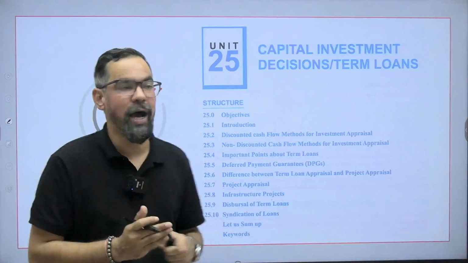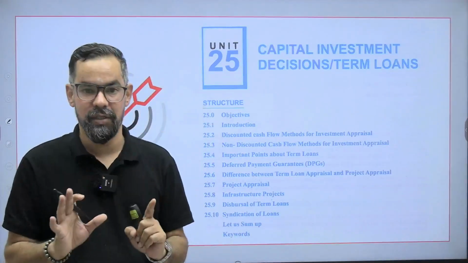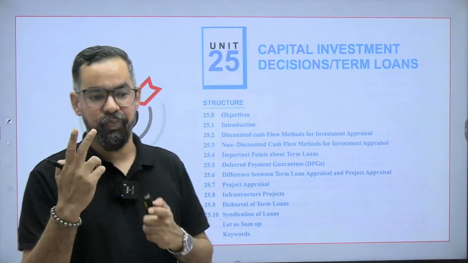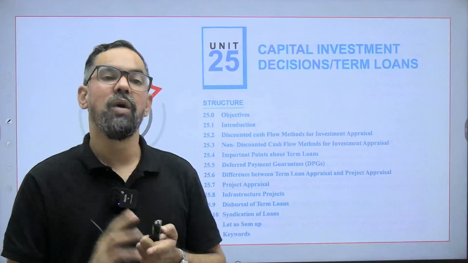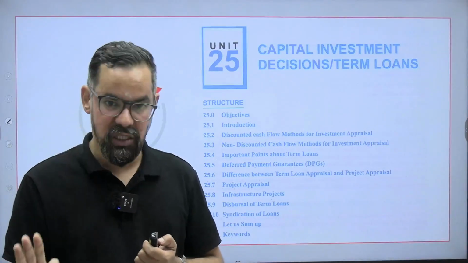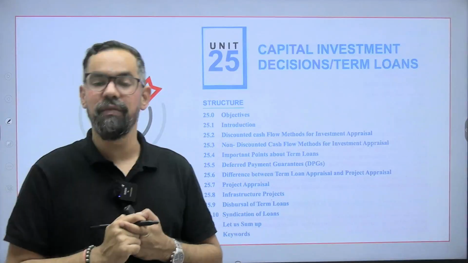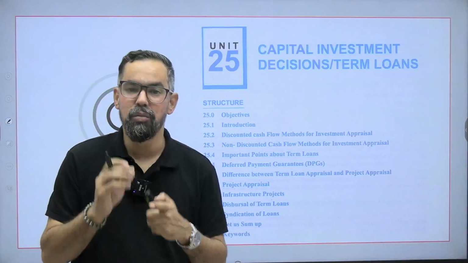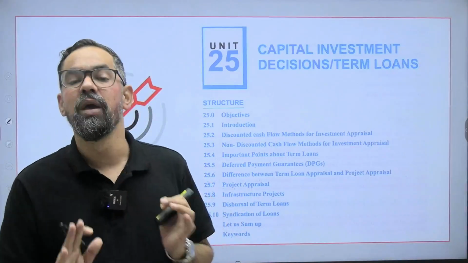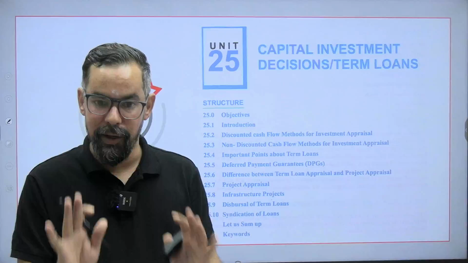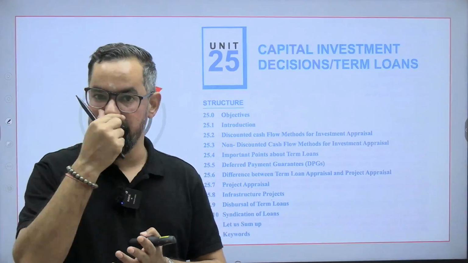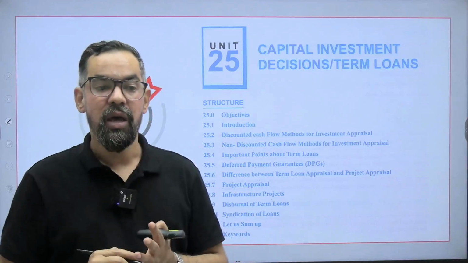For that we have capital investment decisions. For this we have two types of evaluation methods. One is discounted cash flow, another is non-discounted cash flow. When it comes to discounted, we have NPV, which we use 90% or 100% of the time, the net present value method. Then when NPV becomes equal to 0, we apply the IRR, the internal rate of return.